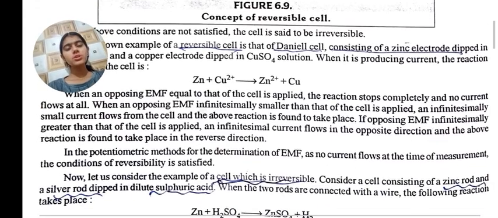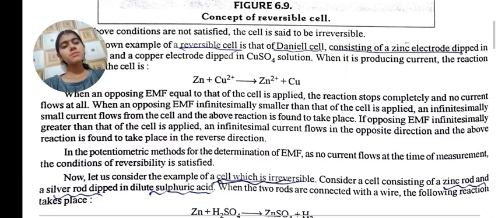In the potentiometric methods for the determination of EMF, as no current flows at the time of measurement, the conditions of reversibility are satisfied. Now let us consider the example of a cell which is irreversible. Consider a cell consisting of a zinc rod and a silver rod dipped in dilute sulfuric acid.